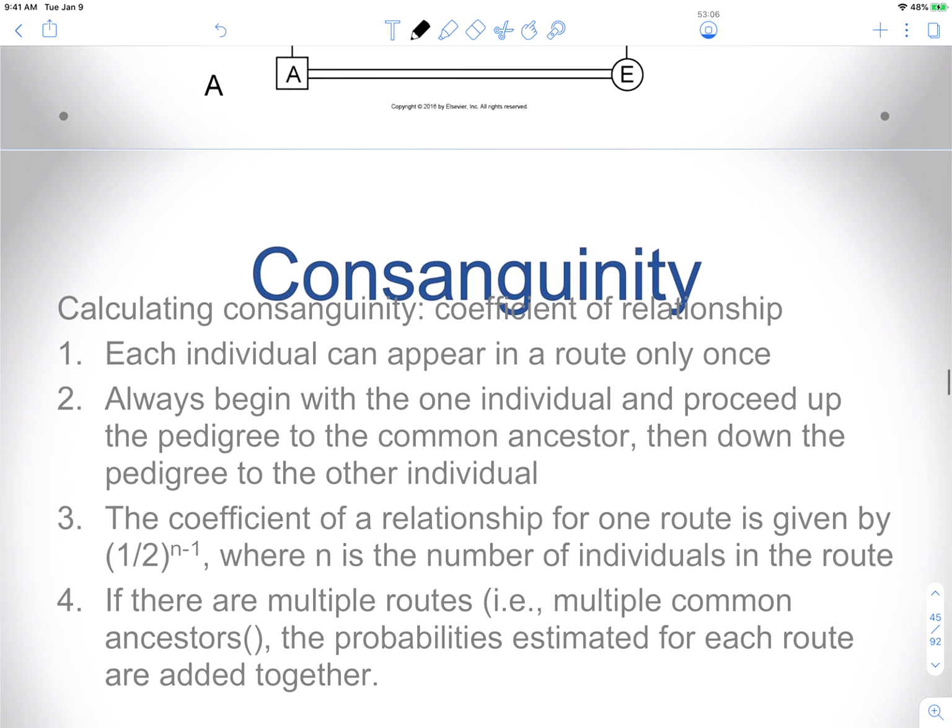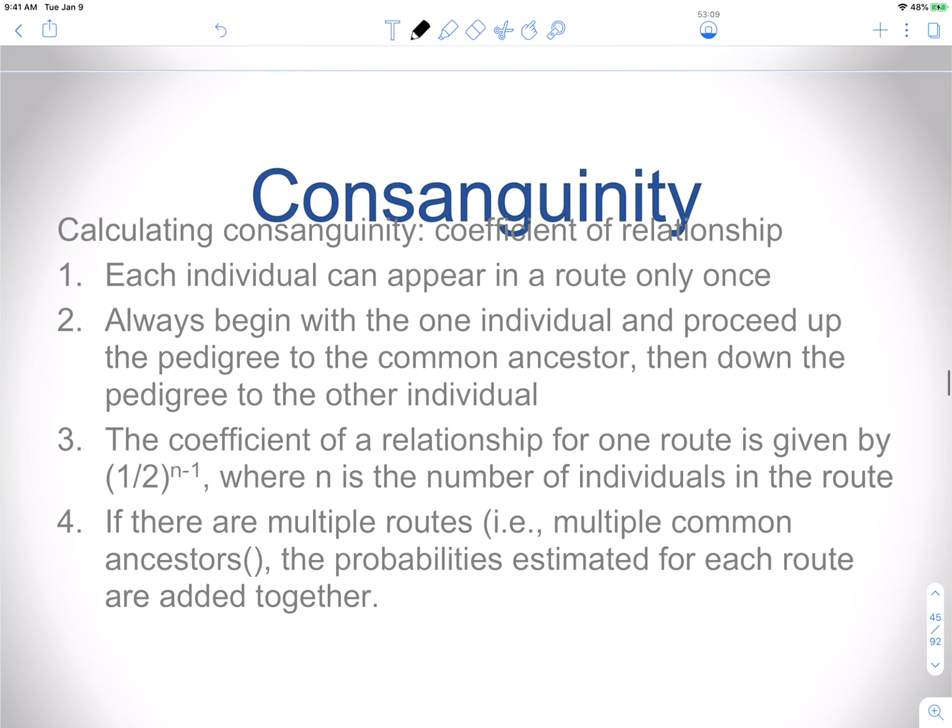So I have it here. When you're calculating consanguinity, you are going to begin with one individual and proceed up the pedigree to the common ancestor, and then down the pedigree to the other individual. The coefficient of relationship for one route is given by 1/2 to the n minus 1, and n is the number of individuals in the route. And then if there are multiple routes, multiple common ancestors, then you add those coefficients together.